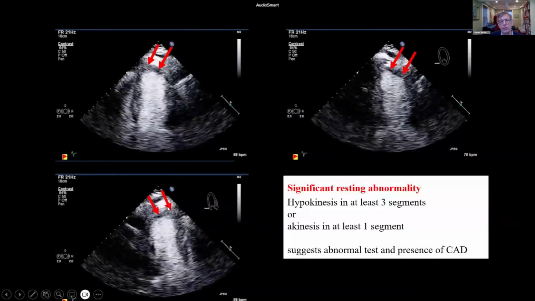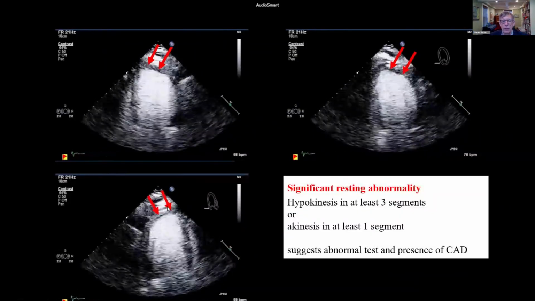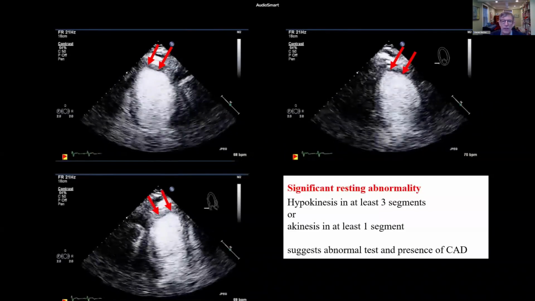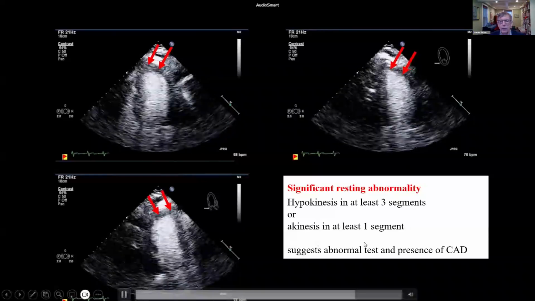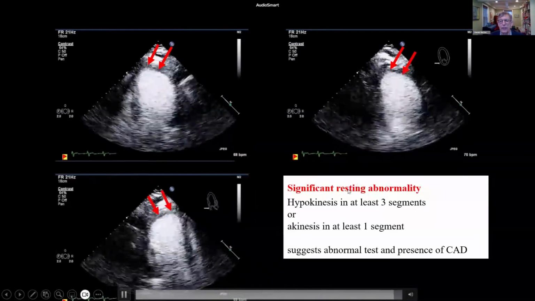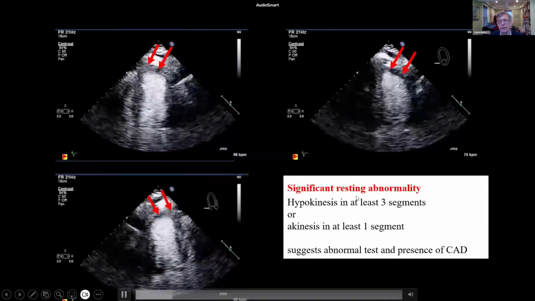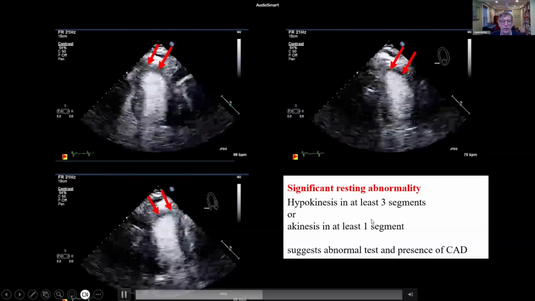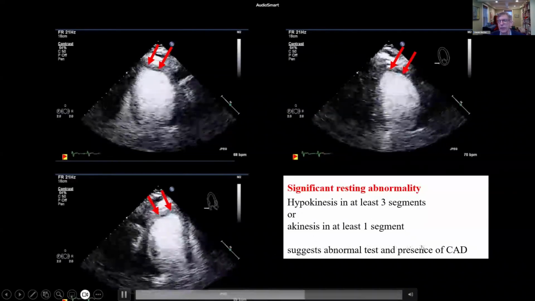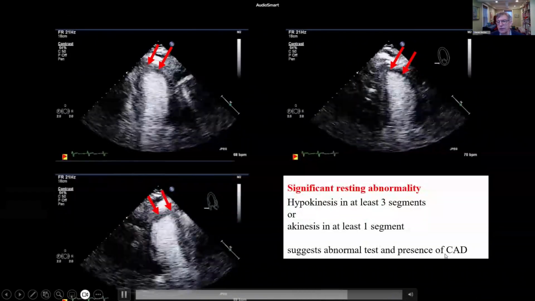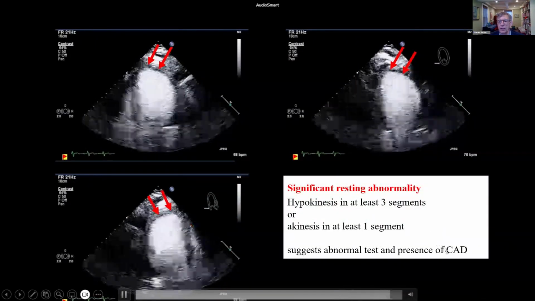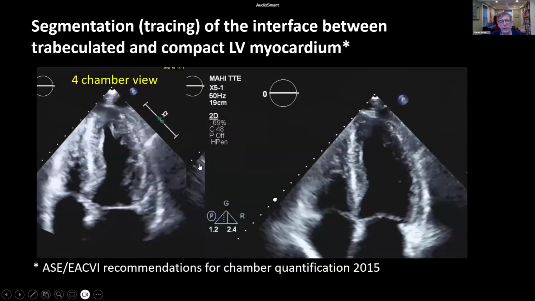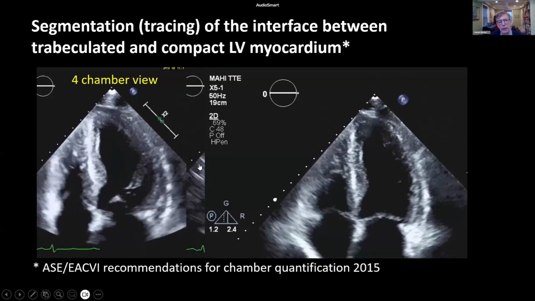And this is one of the more rare cases where you already can make a statement at rest and not necessarily need to proceed to stress, because if you have significant resting abnormalities, and that means hypokinesis in at least 3 segments or akinesis in at least 1 segment, then that suggests the presence of coronary artery disease. It's a little bit hidden, the coronary disease, by the images.